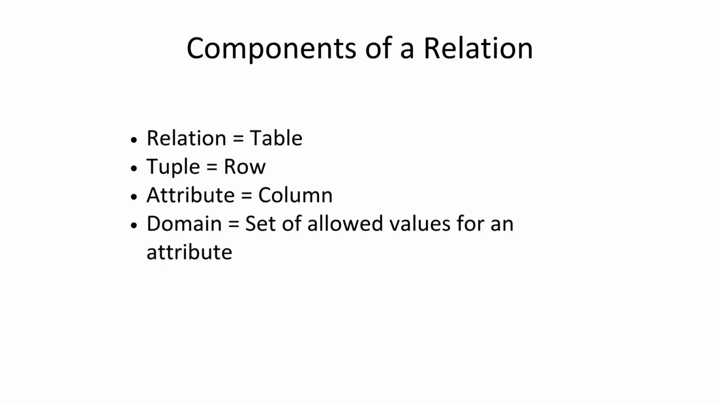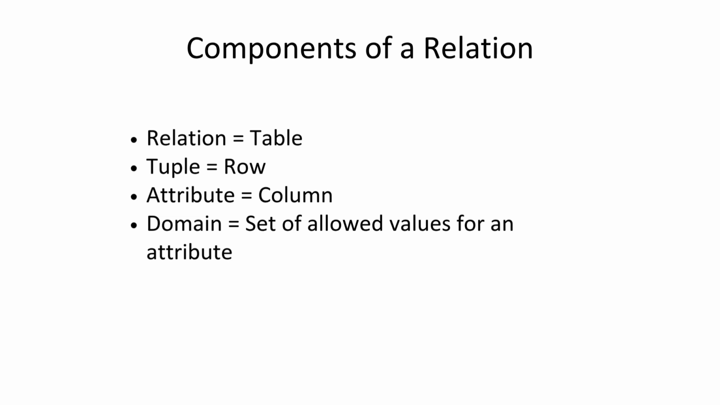Components of a relation. Let's break down the structure of a relation, or what we typically call a table. A relation represents a real world entity such as students, courses, or orders. Each row in the table is called a tuple, and each tuple represents one instance of that entity, like a specific student or a particular order. The columns are called attributes. Each attribute holds a particular piece of data, like a student name or an order date.